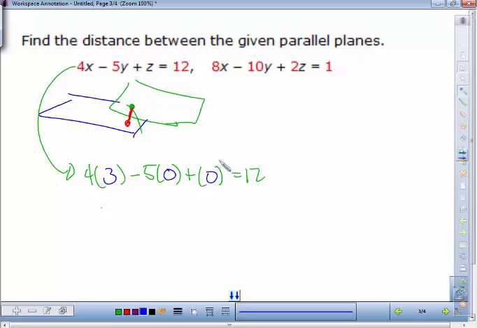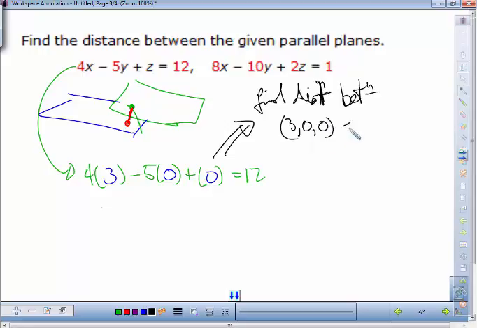So the point 3, 0, 0 is on one of the planes. And so now let's just find a distance between 3, 0, 0 and this plane, 8x minus 10y plus 2z is equal to 1. And all we have to do is use that formula.